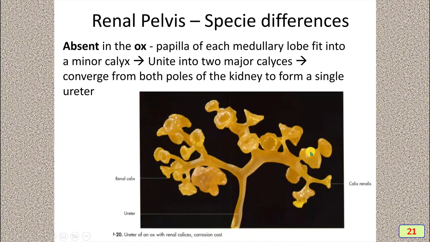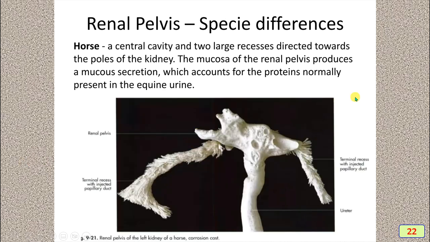So the renal pelvis is, once again, species specific. The renal pelvis is absent in the ox. The papilla of each medullary lobe fits into a minor calyx. So this is the ureter of an ox with renal calyces in a corrosion cast, and they unite into two major calyces that converge from both poles of the kidney to form a single ureter.